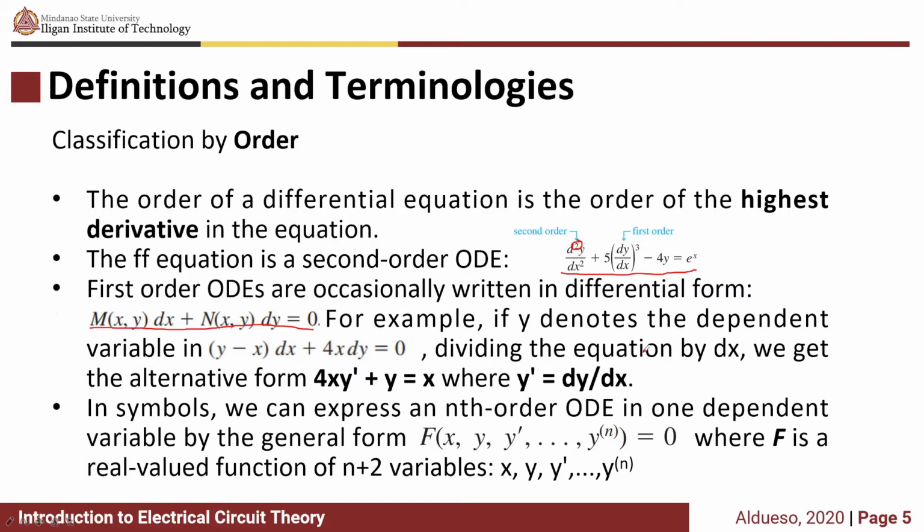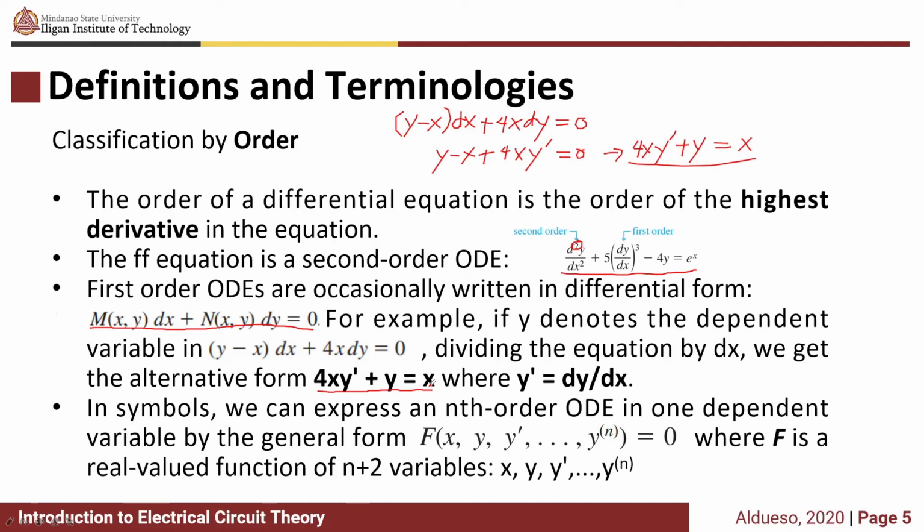So for example, if y denotes the dependent variable in, for example, the quantity y minus x dx plus 4x dy equals 0, dividing the equation by dx, we get the alternative form. Using the prime notation, where y prime is equal to dy over dx, looking at this equation, we have y minus x dx plus 4x dy equal to 0. Dividing the equation by dx, we have y minus x plus 4x y prime equal to 0, or we have 4x y prime plus y equal to x, which is this equation.